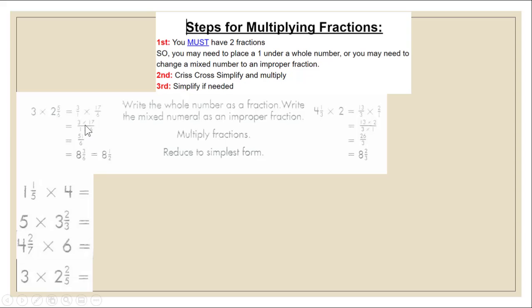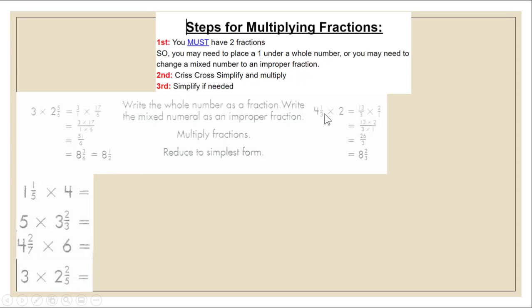So 3 times 17 gave them 51, and 1 times 6 gave them 6. Well, that is an improper fraction, and so they had to change that into a mixed number. So they divided 51 divided by the 6. That gave them 8 wholes, and 3 left over the 6. And 8 and 3/6 would be simplified.